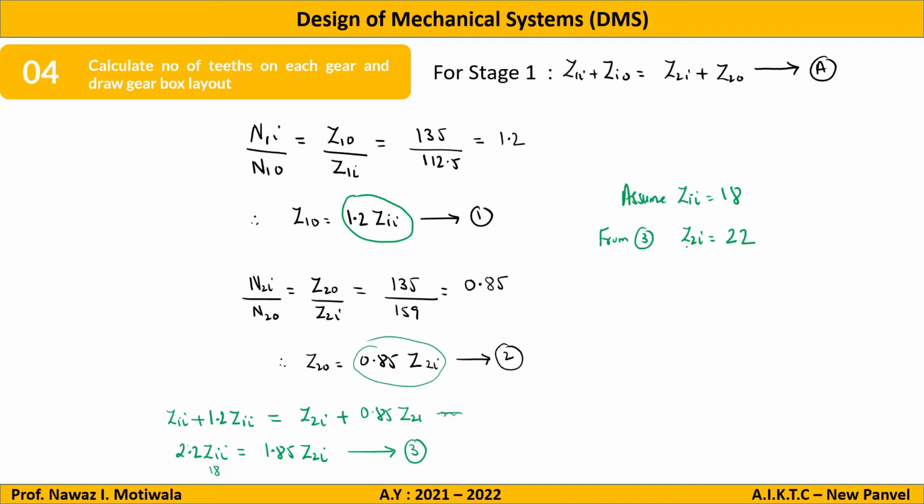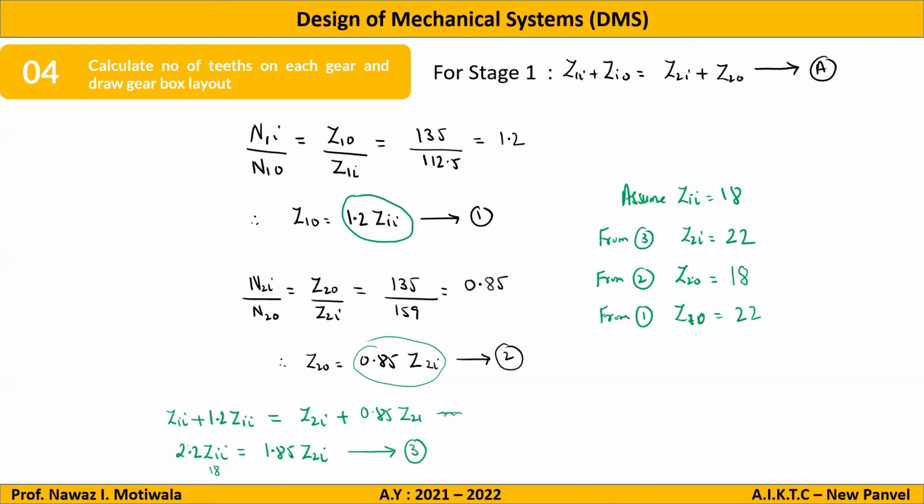Okay, so we got Z2I. Now from equation number 2, I have the value of Z2I. So what I will get is Z2O. Tell me the answer. 17.8, meaning approximately 18. And similarly, I will get Z2 input from 1. It will be 22. So this completes the calculation of number of teeth on stage 1.